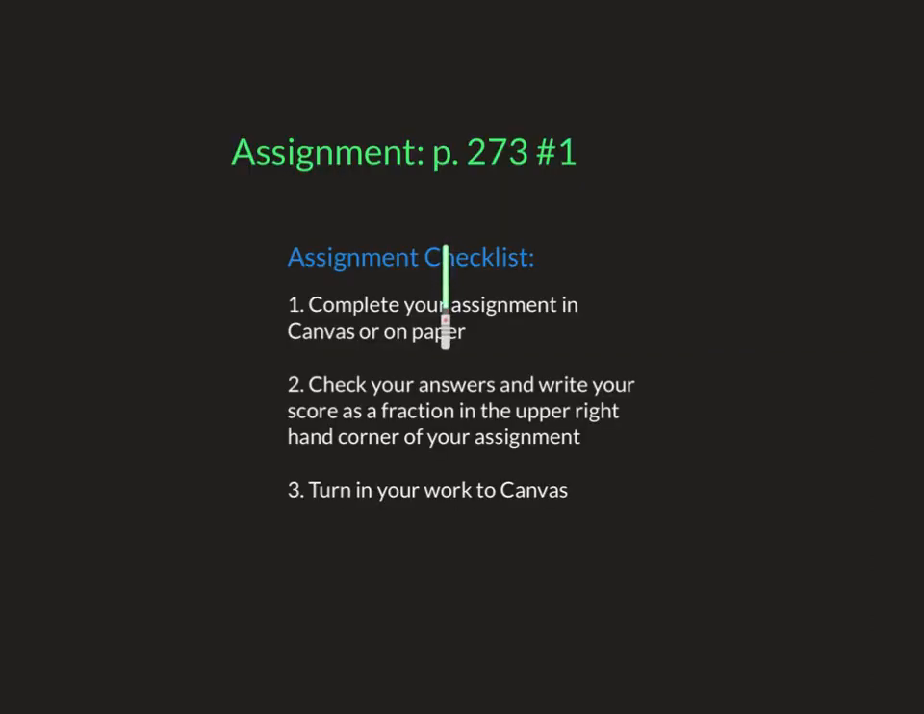Your assignment for today is page 273, number 1, and you can access the homework assignment and the answer key right in Canvas.